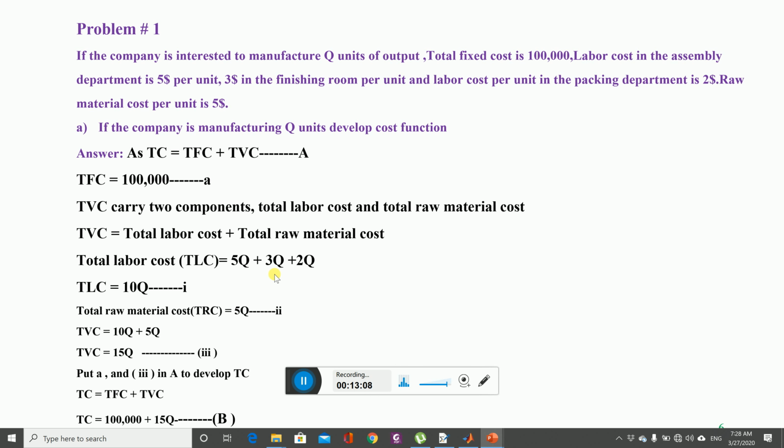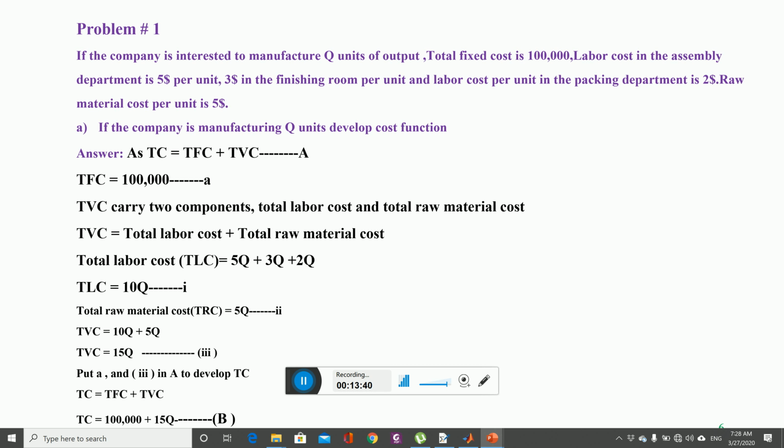3Q, what does this mean? Where 3 is the labor cost per unit in the finishing room, and the company is manufacturing Q units, so 3Q is the total labor cost in the finishing room. 2 is the per unit labor cost in the packing department, and Q represents the number of units that the company is manufacturing. So 2 multiplied by Q is the total labor cost in the packing department.